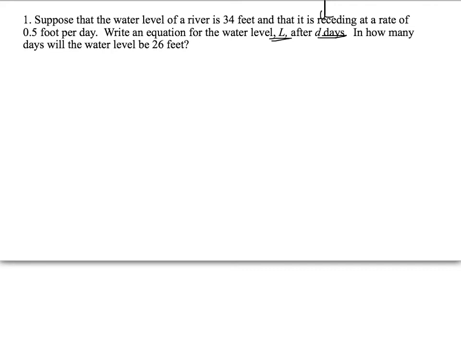Okay, so here we want to think about, well, what could be our input and what is our output? So our input here is D, because D is the time that's changing, which is going to be our X value, and L is the output. Okay, this is for the water level, which is going to be Y. Okay, so normally we have Y equals MX plus B.